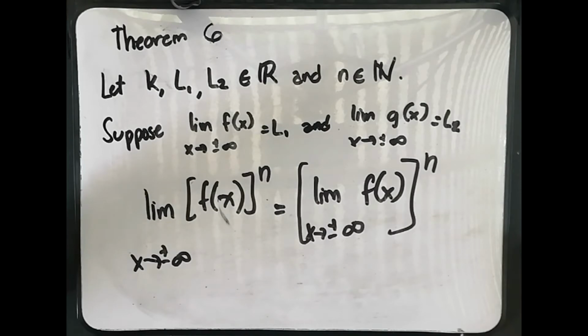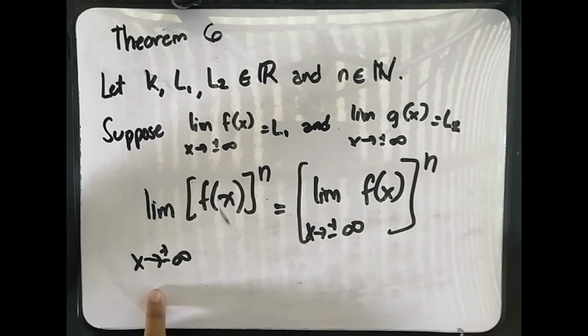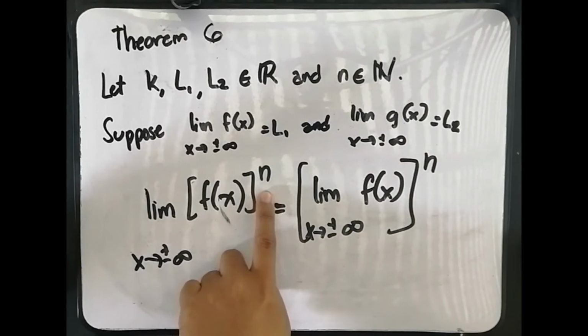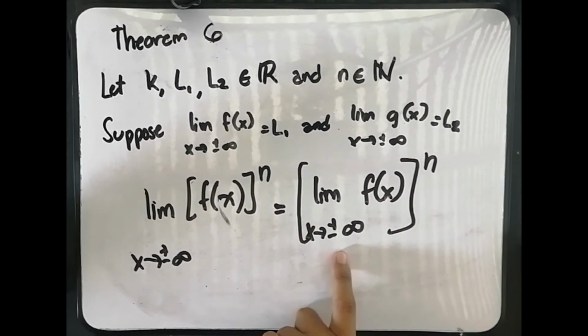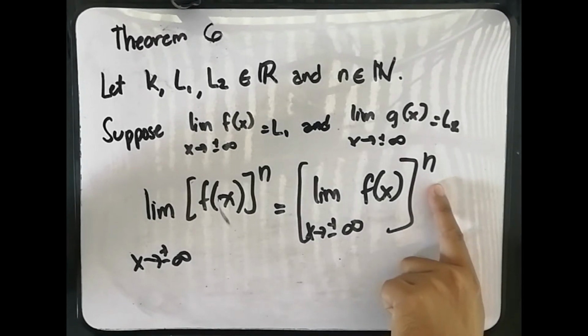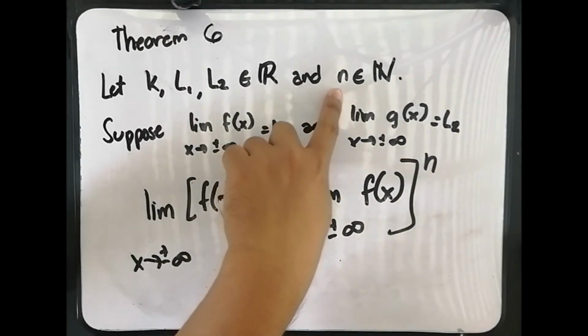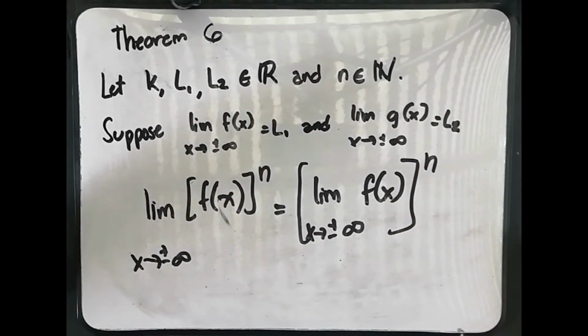Theorem 6 states that the limit of a function raised to a natural number as x approaches positive or negative infinity is equal to, pwede mo actually ilabas yung raise niya. Okay? So we have the limit of f of x as x approaches positive or negative infinity raised to n. Note here that this theorem is only true kapag si n natin is an element of natural numbers. Okay, so we have 1, 2, 3, 4, and so on and so forth.